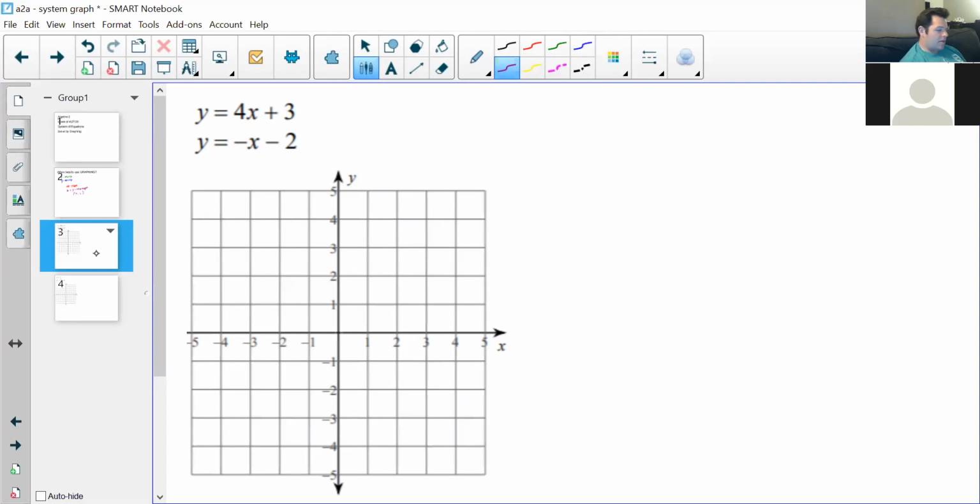I have two equations up there. It's a system. I got y is equal to 4x plus 3 and y is equal to negative x minus 2. And I'll go ahead and start off by doing y is equal to 4x plus 3 first. From that equation, we know that our slope is 4. We could rewrite that if need be. It might be helpful to write it as a fraction. So we see 4 over 1. It's a positive number, so we're going to move from that up 4 and to the right 1.